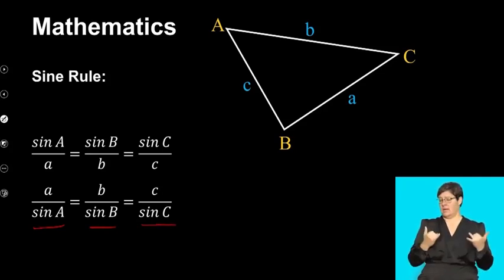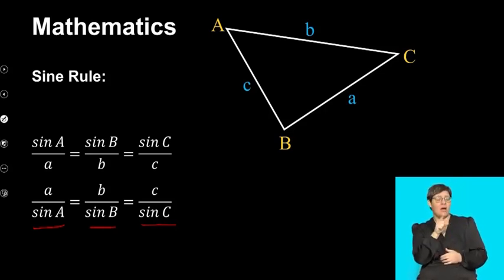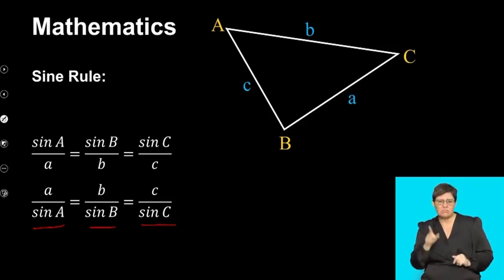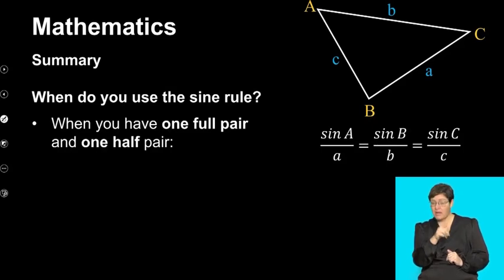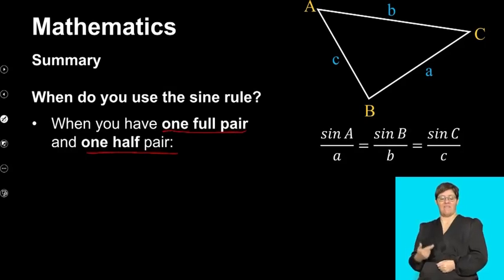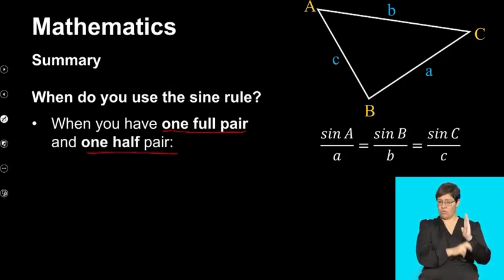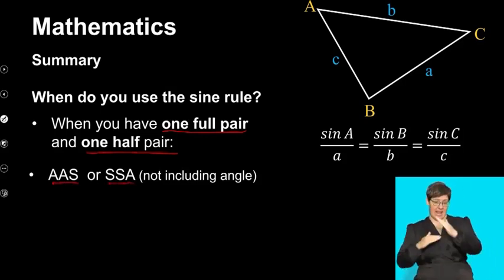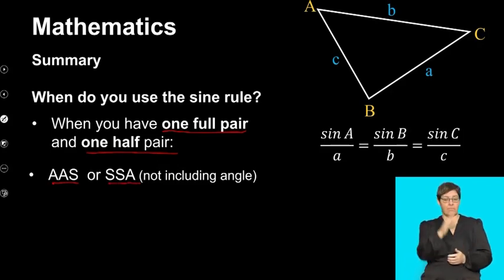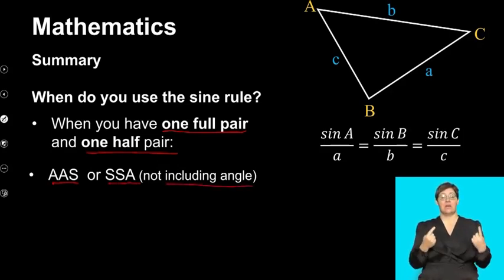Now, can you remember when we applied the sine rule? What did we need to check for? We needed to have one full pair and one half pair. So anytime we use the sine rule, we needed to make sure we had one full pair. In other words, either we could have been given two angles and a side, or two sides and an angle. And remember, it cannot be the angle that's included. We will come to that a bit later.